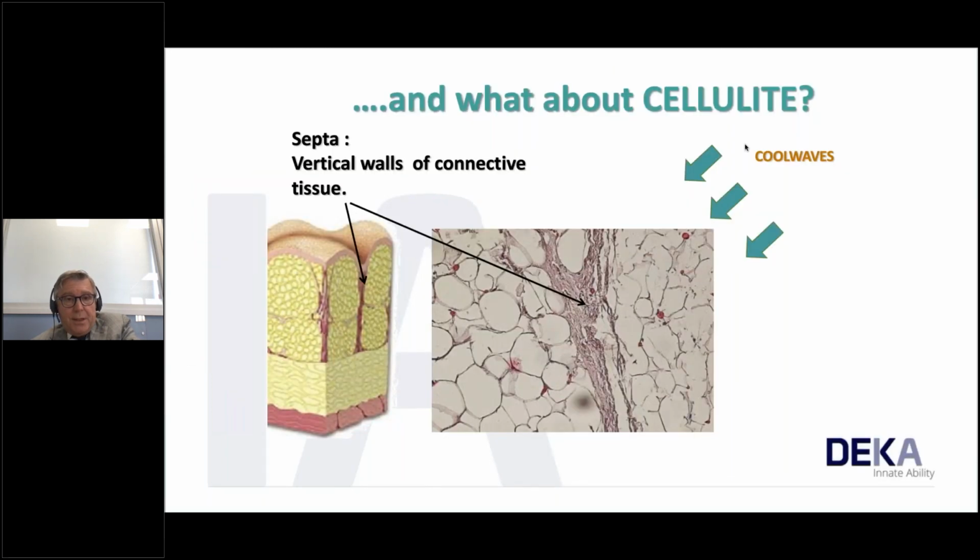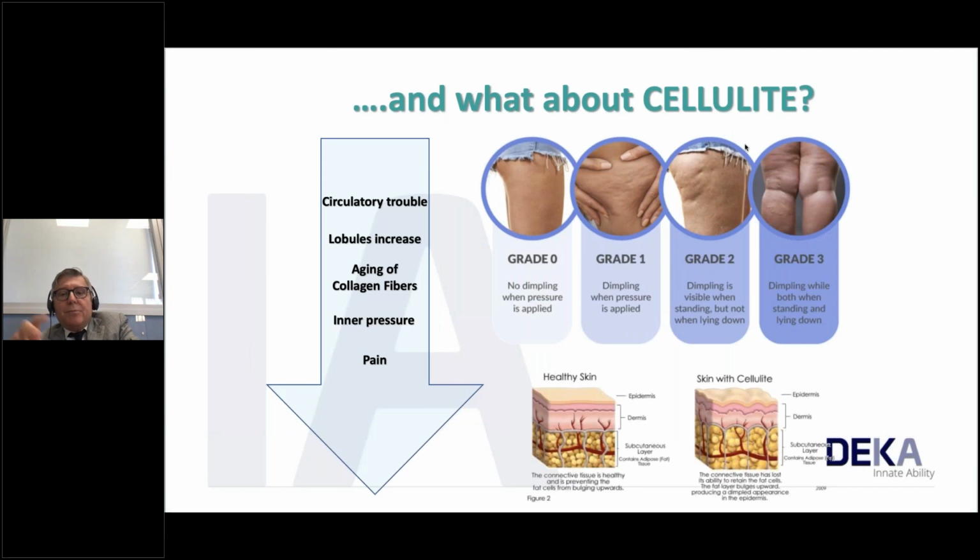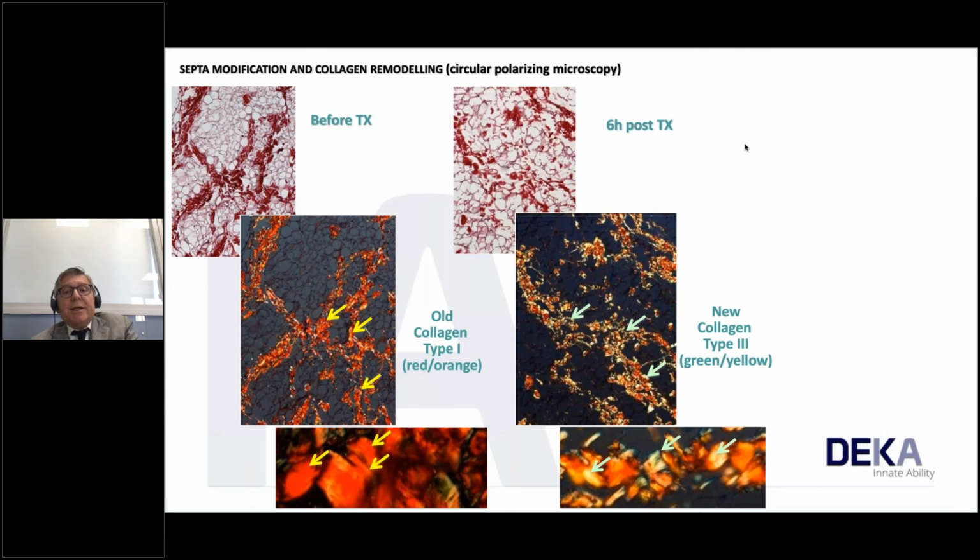Why? About cellulite, we know that it is characterized by vertical septa and vertical walls of fibrotic connective tissue. But after Coolwaves, we can have an improvement, especially in grades 1, 2, and 3, and less so in advanced grades of cellulite, for the reason that I explained before. And you see another interesting image that I thank once again Professor Caligaro for.